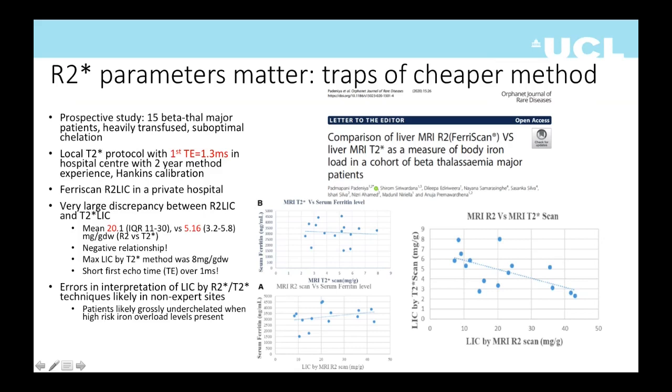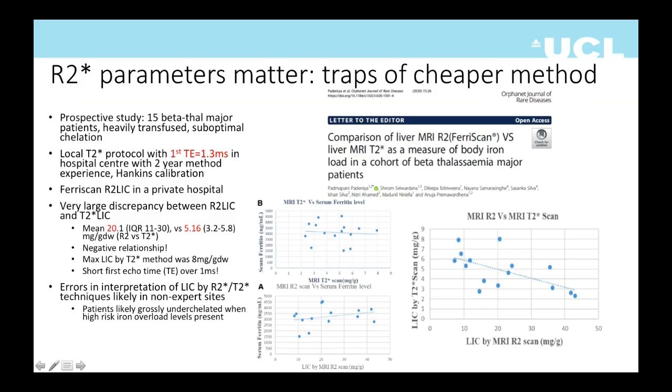And so I just draw your attention to the fact that first echo time was over 1 millisecond. And so that's a problem when non-expert sites try to provide LIC by the T2 star protocol.